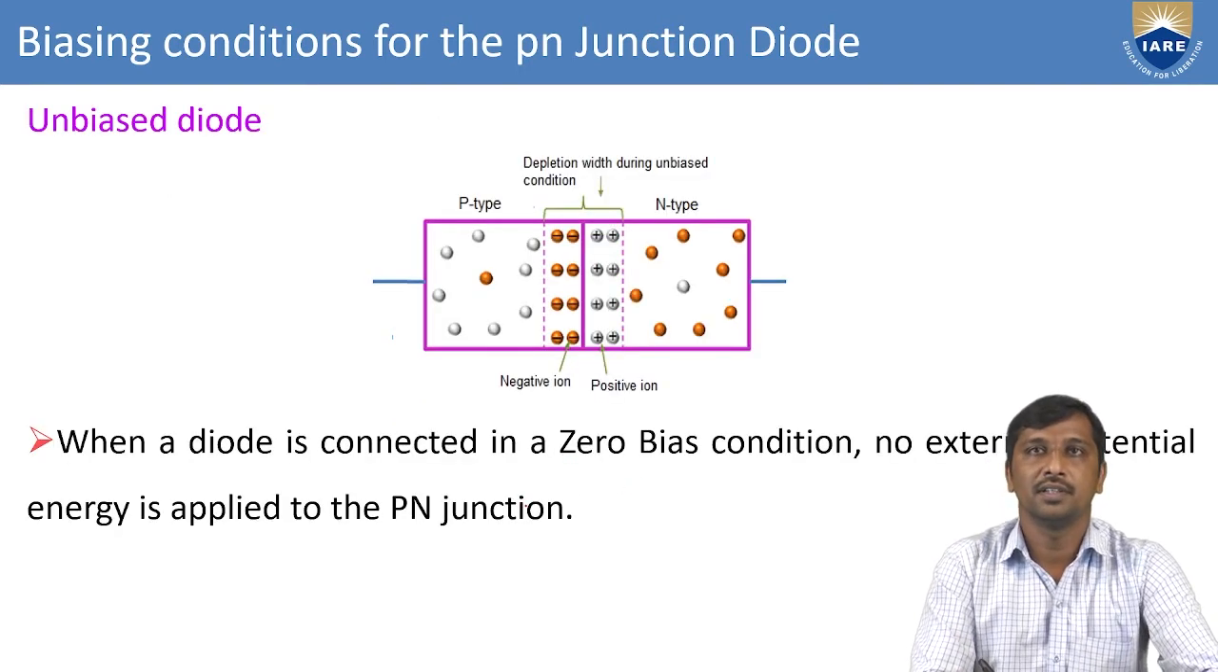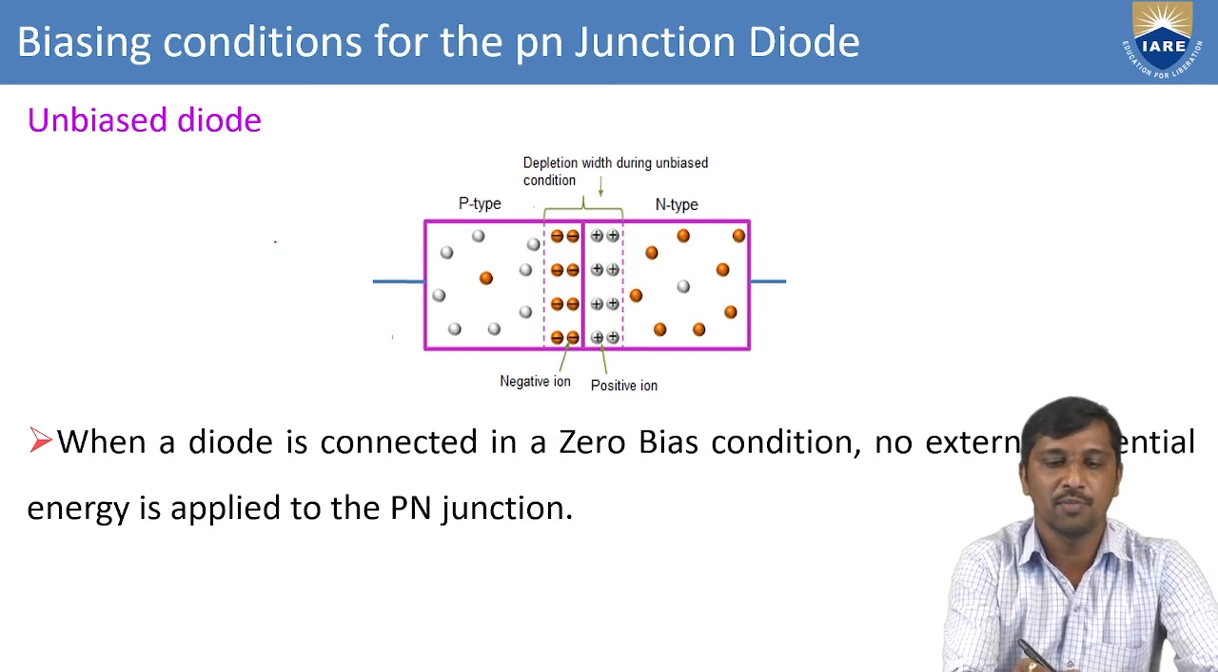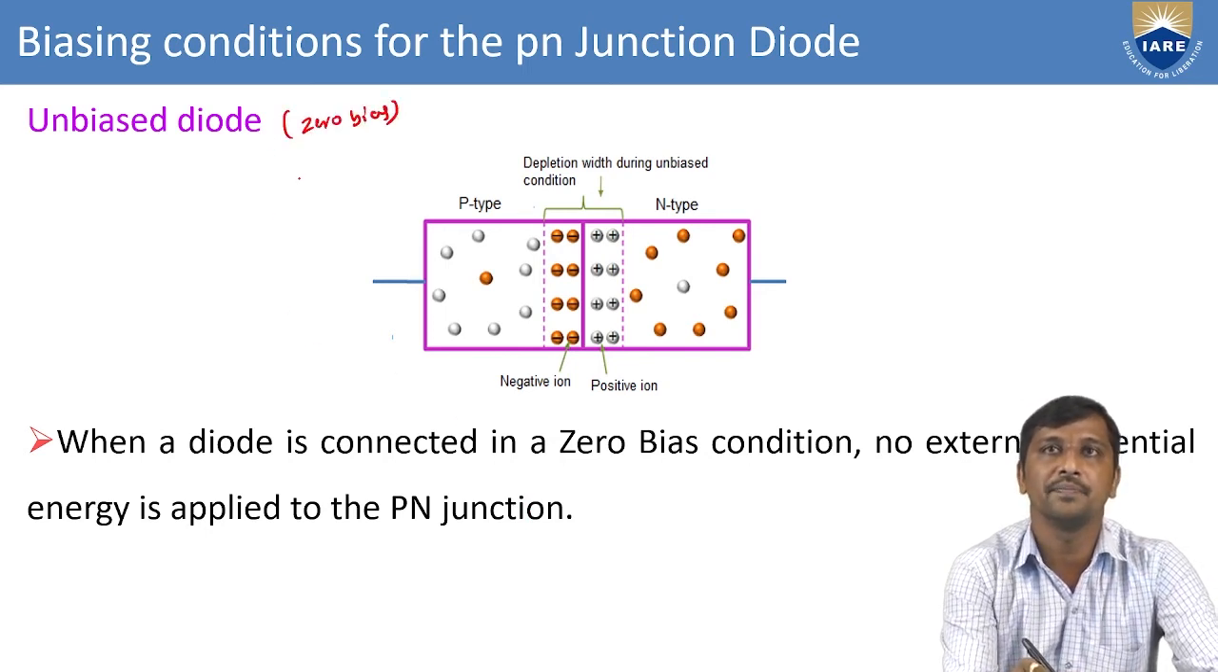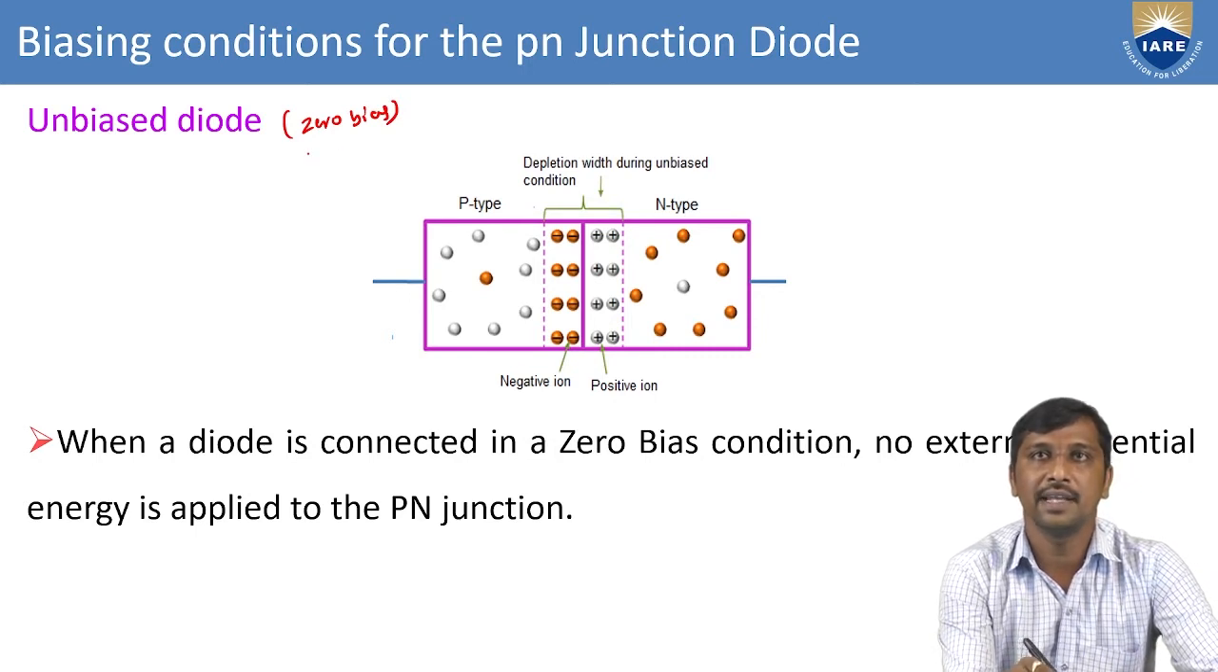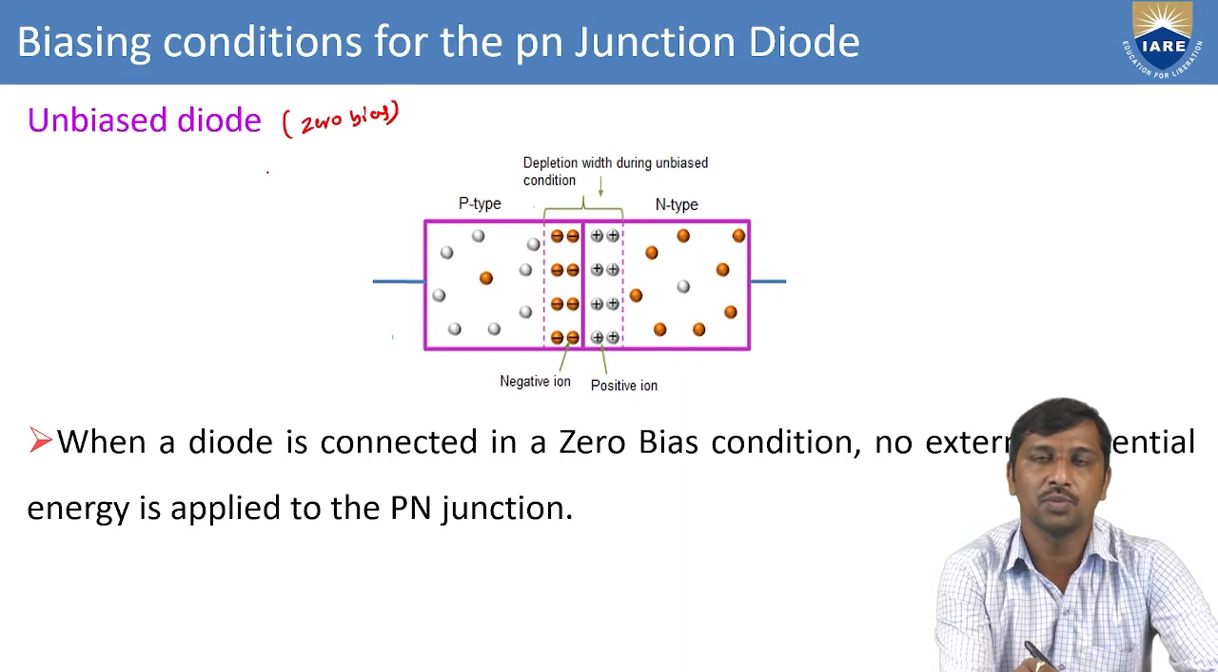So coming to the first one, that is zero bias, which is also called an unbiased diode. Zero bias is nothing but an unbiased diode. Why is it called an unbiased diode? Because we are not applying any external force to the PN junction. Now we will see what happens if we do not apply any external force to a PN junction, and what happens due to the internal conductivity.